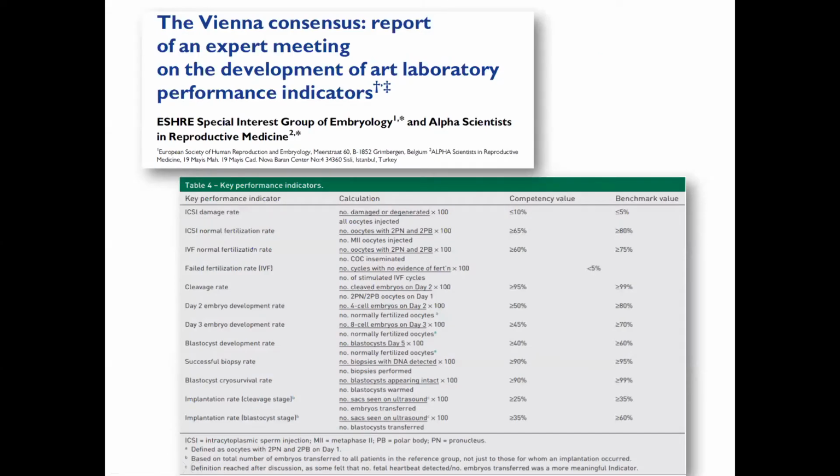So then another one was the Vienna consensus, and this was in 2017. And this talked about lots of things. It did talk about cryopreservation, but obviously you can see here there are plenty of other things that it talked about. And so it tried to set a standard for what you should expect for a cleavage rate, for a biopsy rate, for all of these things here. And these are all in these papers.